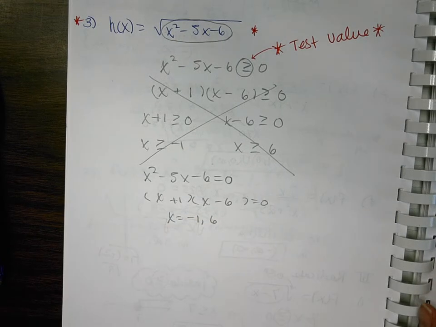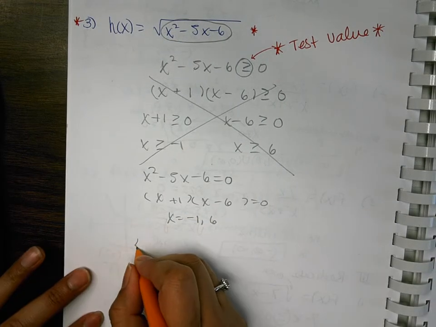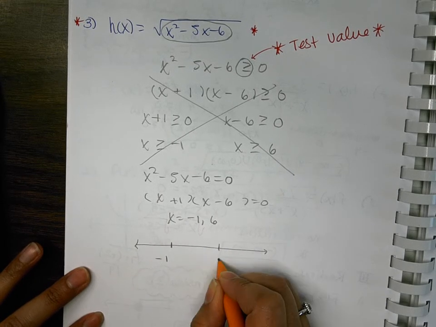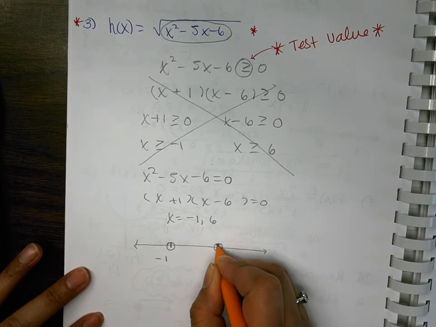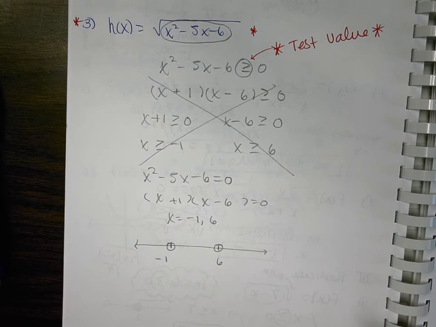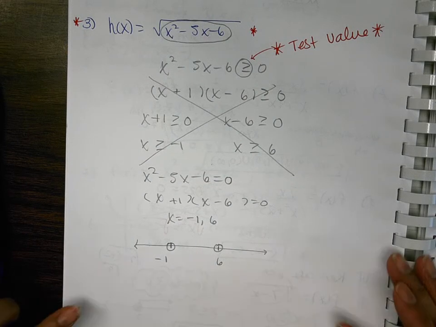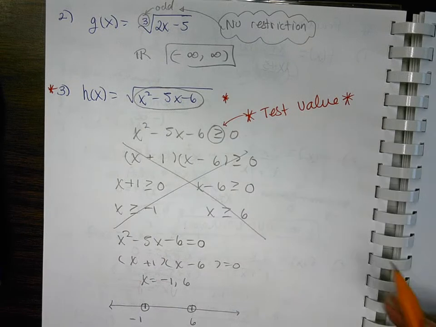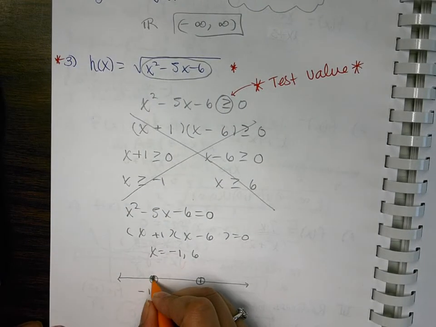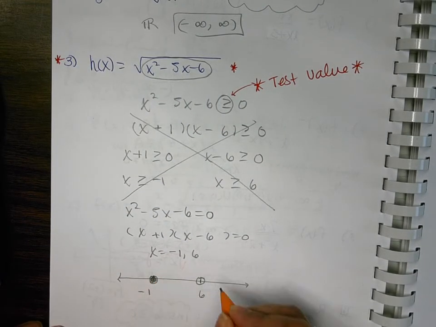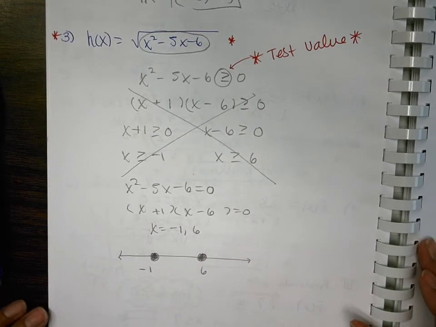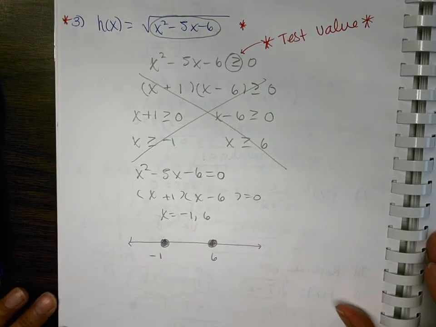All right, you're not done. Remember, we have to do test values. So make your number line. -1, 6. And what do we have? Now, open or closed? We look back at the original. Open or closed? Closed. Do you guys remember how to do test values?